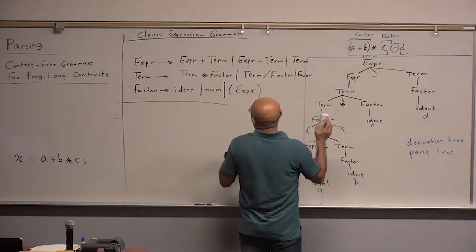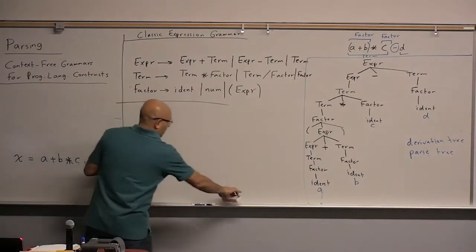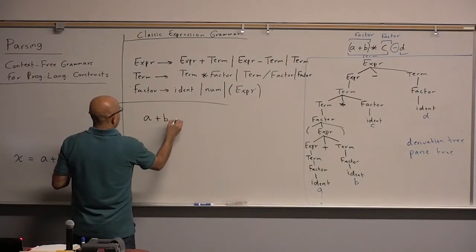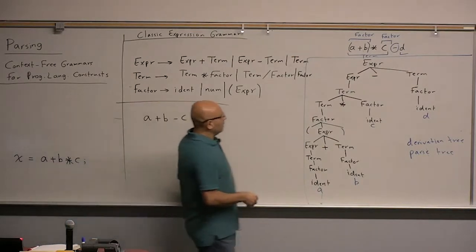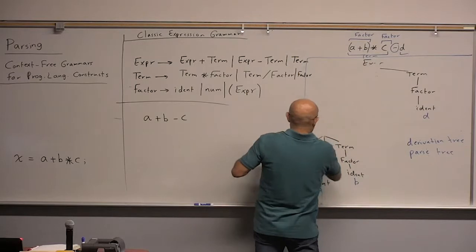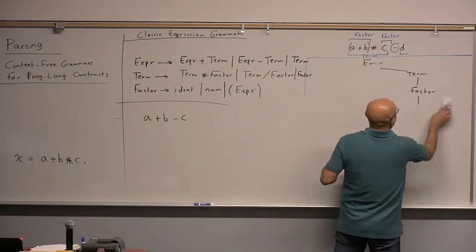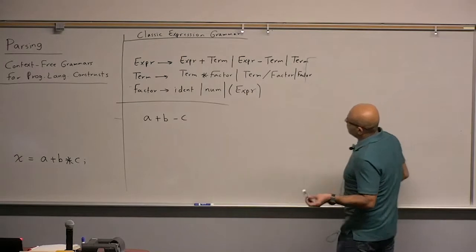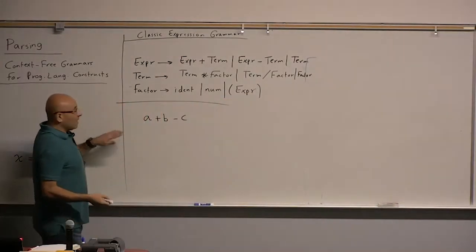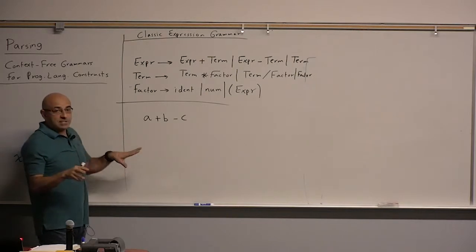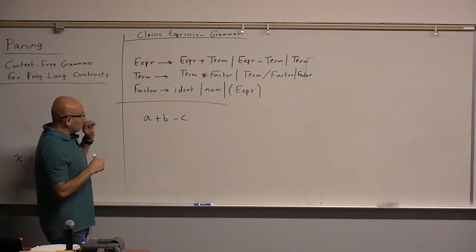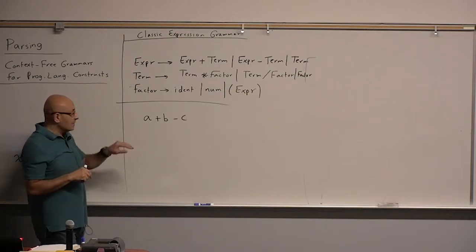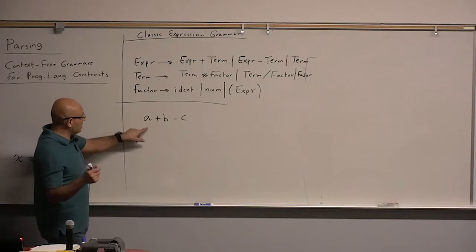So let's look at this classic expression grammar, and let's try to parse A plus B minus C. Okay, so now we know how to do this derivation. Now let's try to build a parser for this. For now, our language only has expressions. It doesn't have anything else. We're focusing on expressions. So our parser is trying to decide whether this is a valid expression, and if it is, it needs to construct the parse tree for this expression.